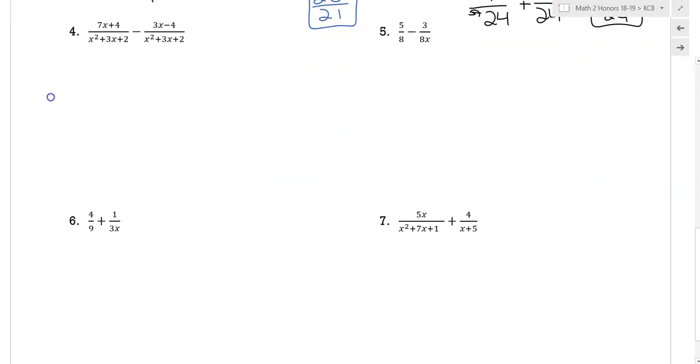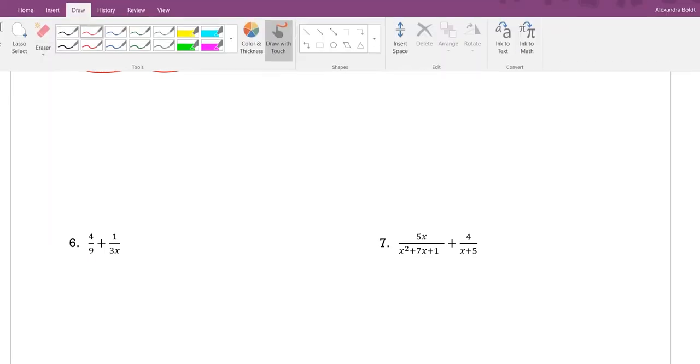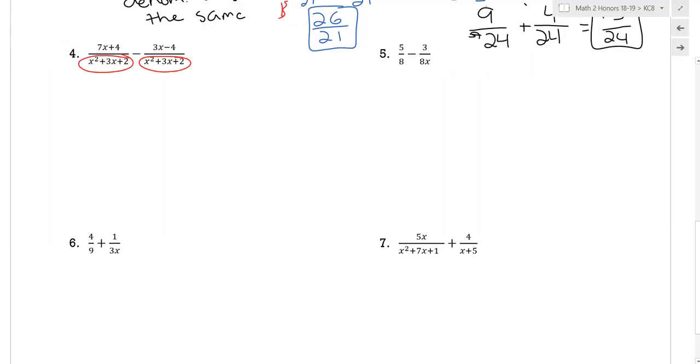Expressions. So we want to look at our denominators. Looking at number 4, we have (7x + 4)/(x² + 3x + 2) minus (3x − 4)/(x² + 3x + 2). If you look, these have the same denominator, so I can just combine them.